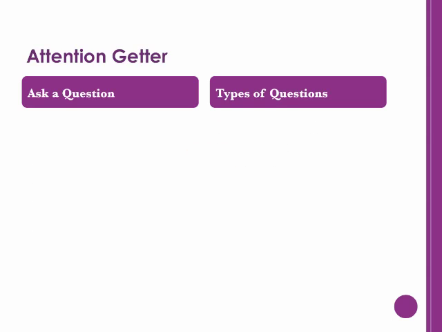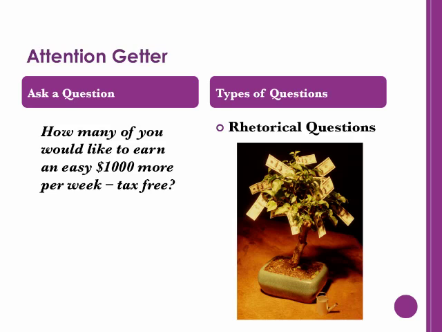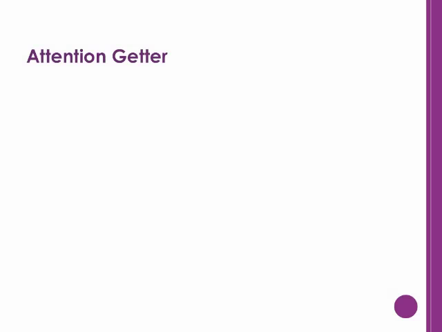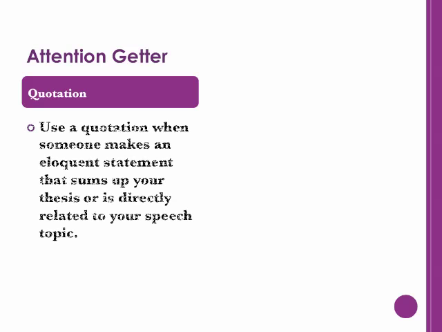The third type of question is a rhetorical question, which is a question aimed at getting the audience to think about the topic, or a question for which you and your audience members already know the answer. The question, how many of you would like to earn an easy $1,000 more per week, tax-free, is an example of a rhetorical question. In addition to questions, a speaker can also use quotations as means of getting attention.